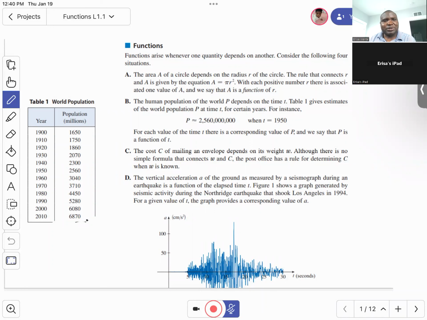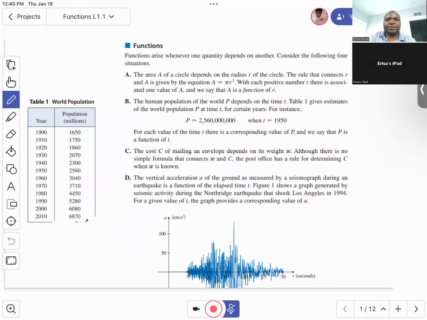Today, I want to talk about functions. This is a part of calculus that we'll be talking about. But before we go into deep calculus, we want to see what a function is. So we have different situations, okay? And we talk about functions because one quantity depends on another.